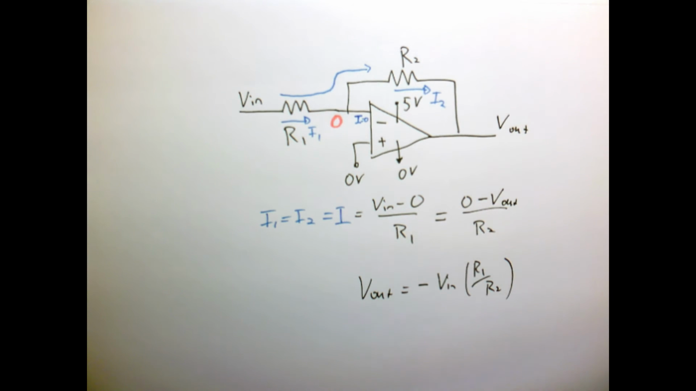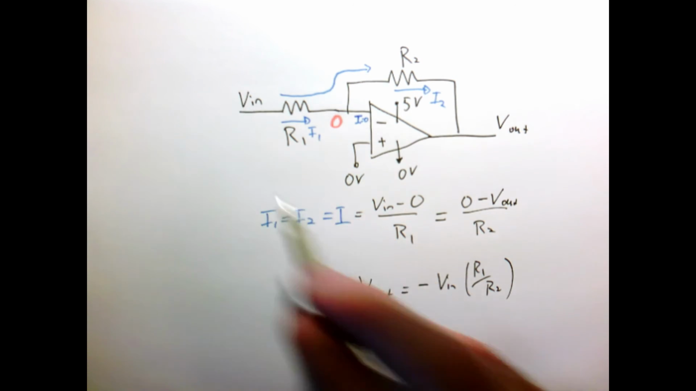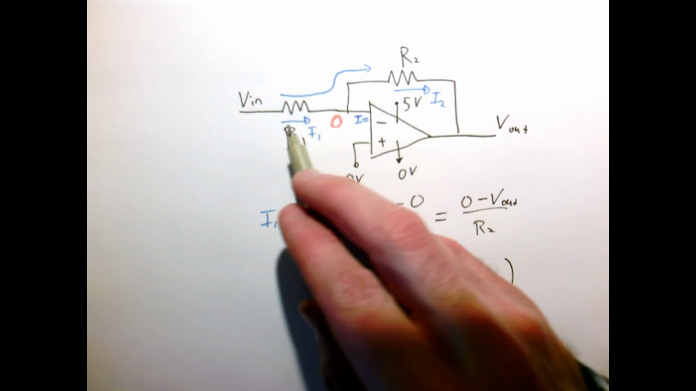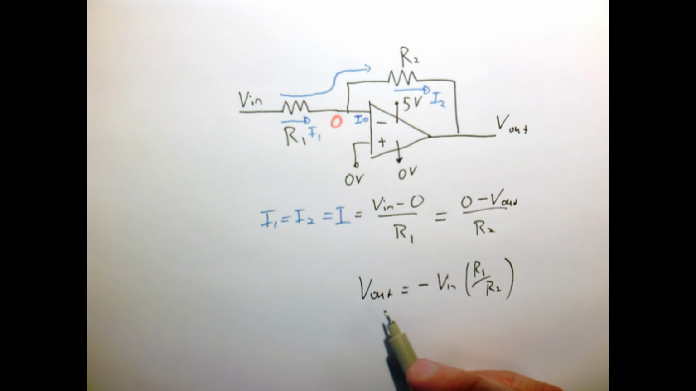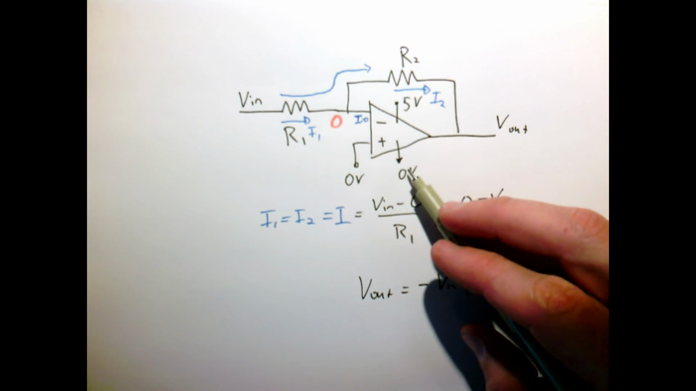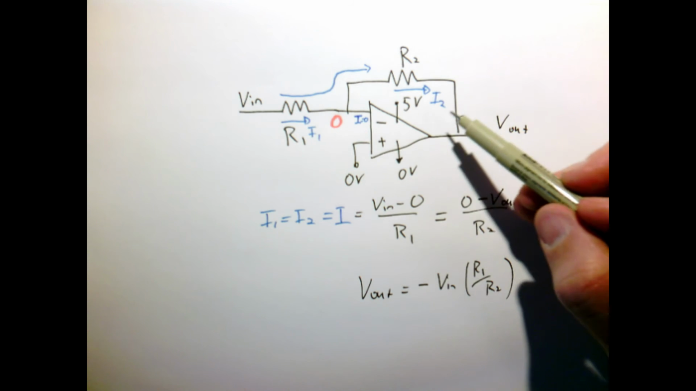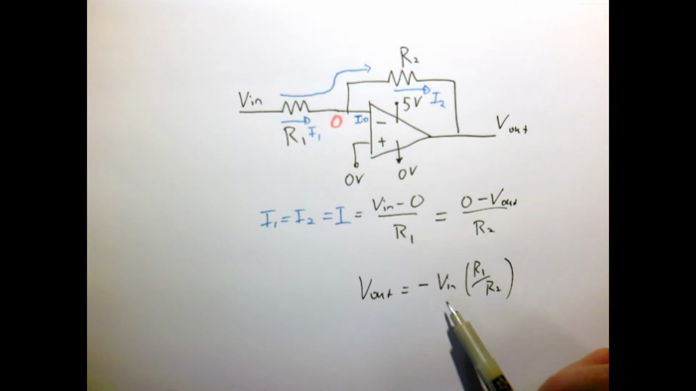Now you might notice a problem with this, which is that if Vn was something like 1 volt, and these two resistors were, let's just say they're equal, so their ratio is 1, V out would need to be negative 1 volt, but this circuit can't put out a negative voltage. It can only put out something between 0 and 5. So you have to be a little bit careful with this circuit because it's changing the sign. It's an inverting amplifier.